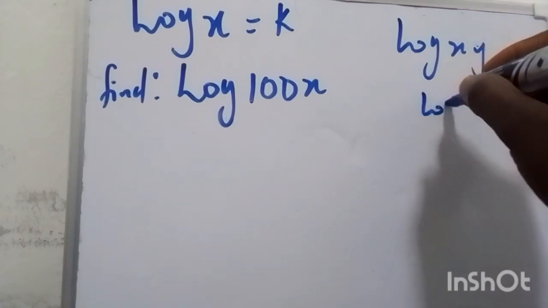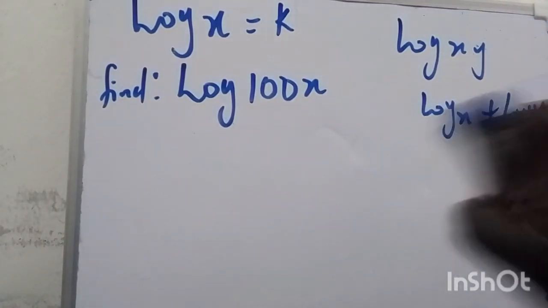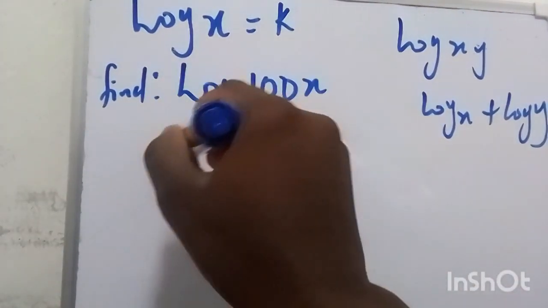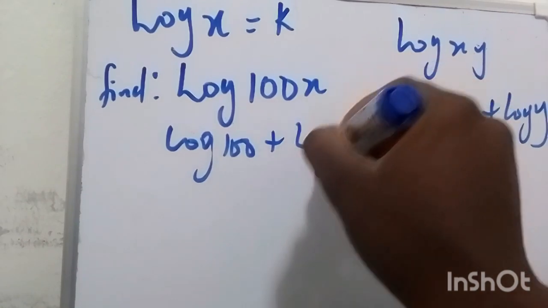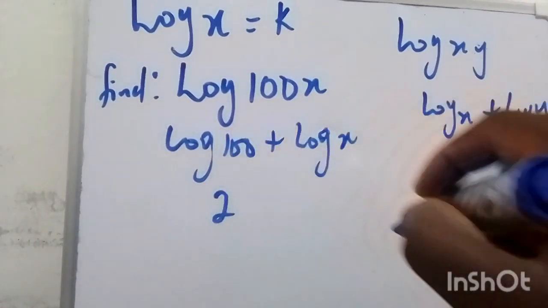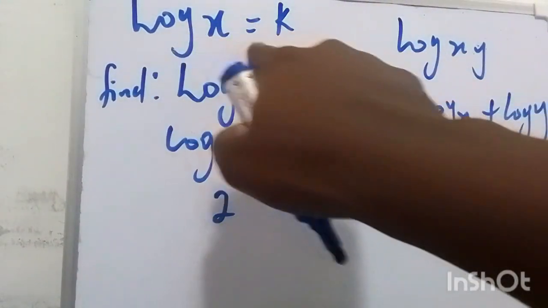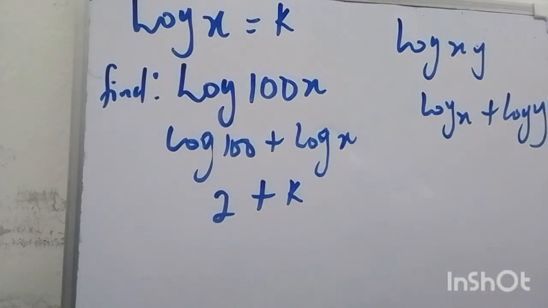How do we solve it? We say log x plus log y. So we are going to do the same thing here. We have log 100 plus log x. And what is log 100? I believe we all know this, which is 2. And what is log x from the question? Plus k, and that is the final answer.